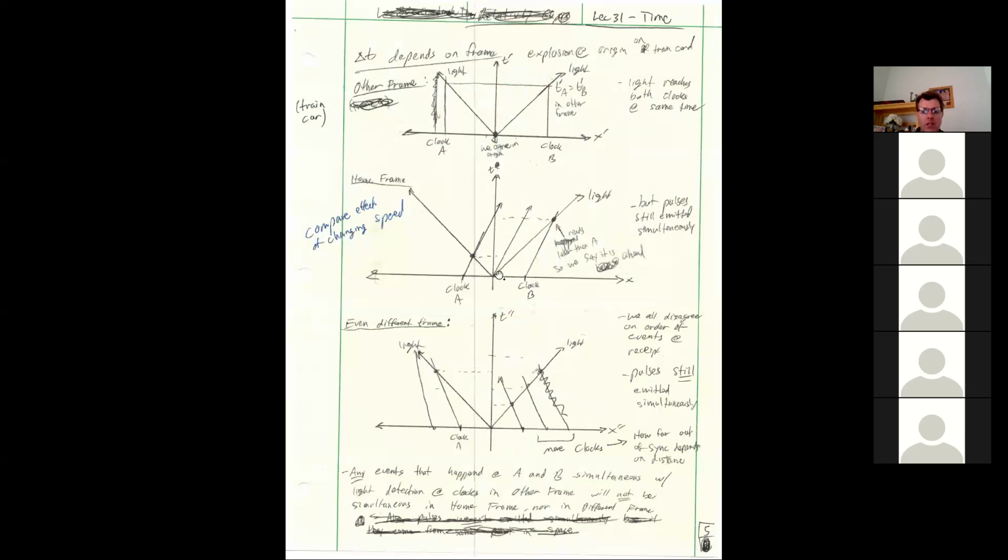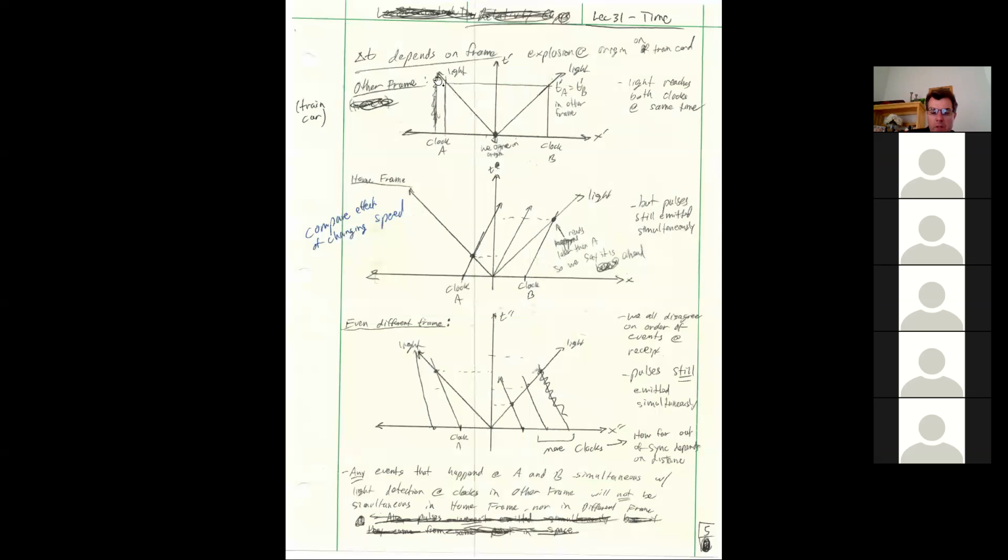So the person on the train says, here's the world line of the light. Here's the world line of the other light pulse. Here's the world line of one detector. Here's the world line of the other detector. And these two events, the light arriving at the detector on the left and the light arriving at the detector on the right, occur at two different times in the reference frame of the person on the ground.